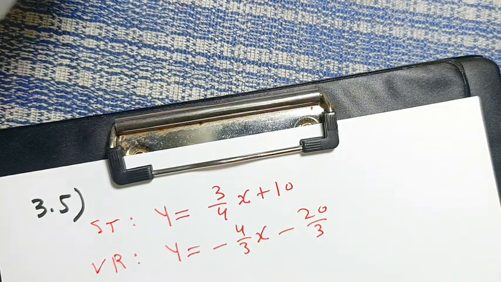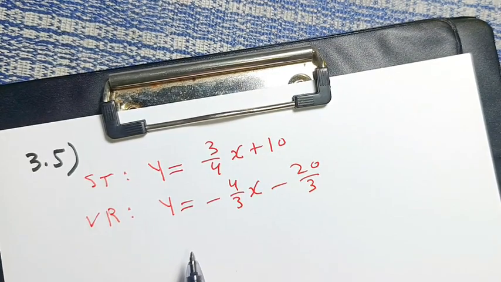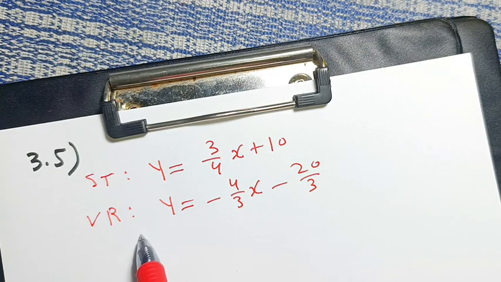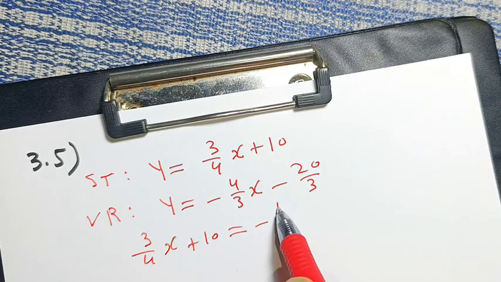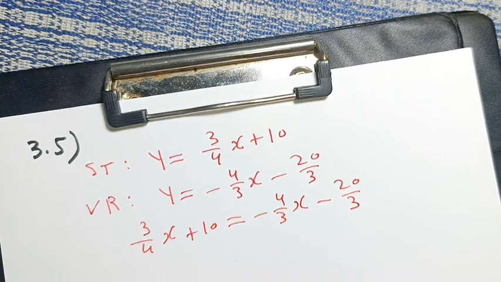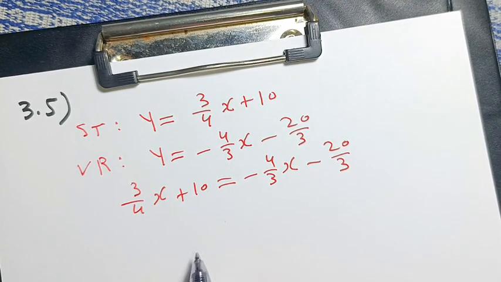Remember earlier we found this. Now with both equations, the point of intersection is v. We're going to equate these both equations to determine the coordinates of v. So 3 over 4 x plus 10 is equal to negative 4 over 3 x minus 20 over 3. Why are we equating this? Because v is the point of intersection, so that's why we equate both equations to determine the coordinates of v.